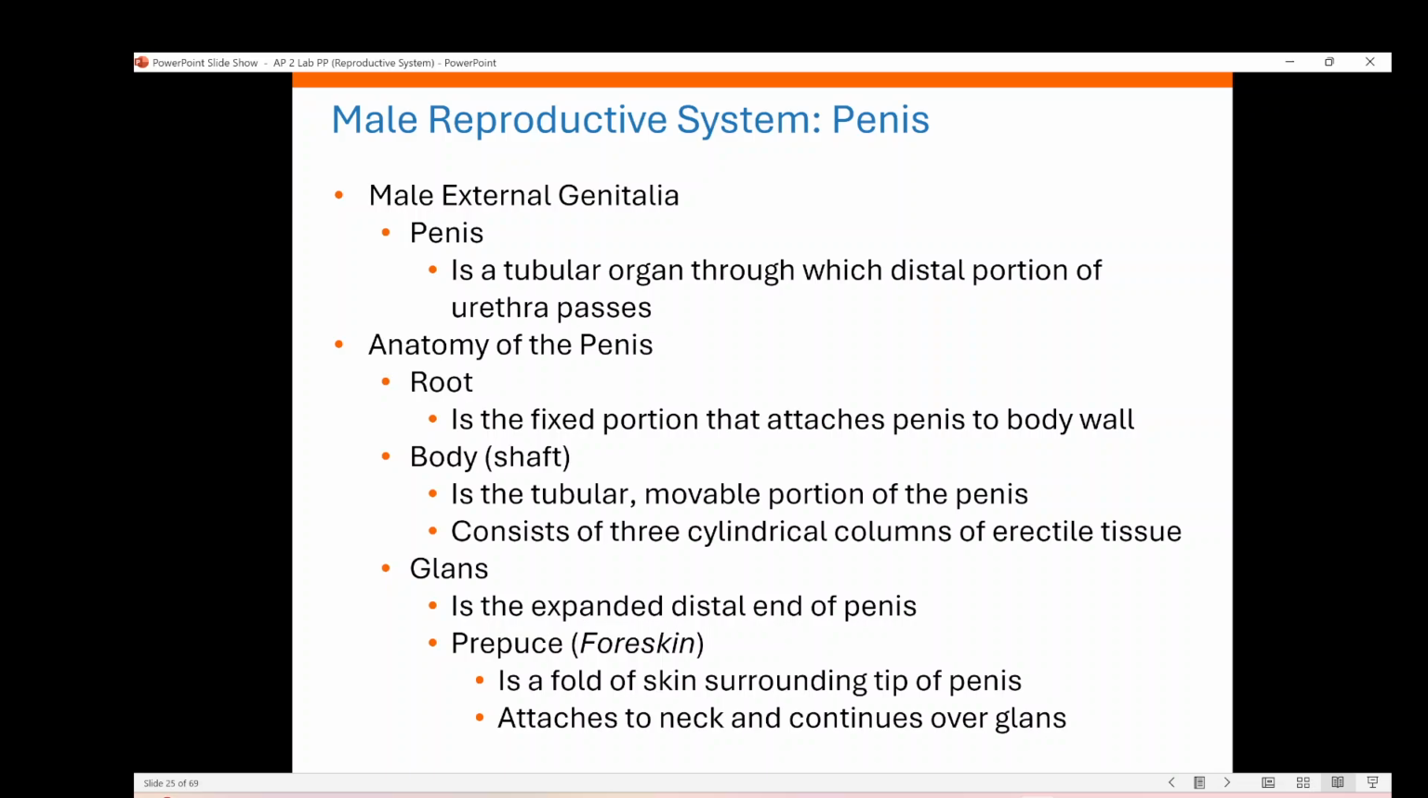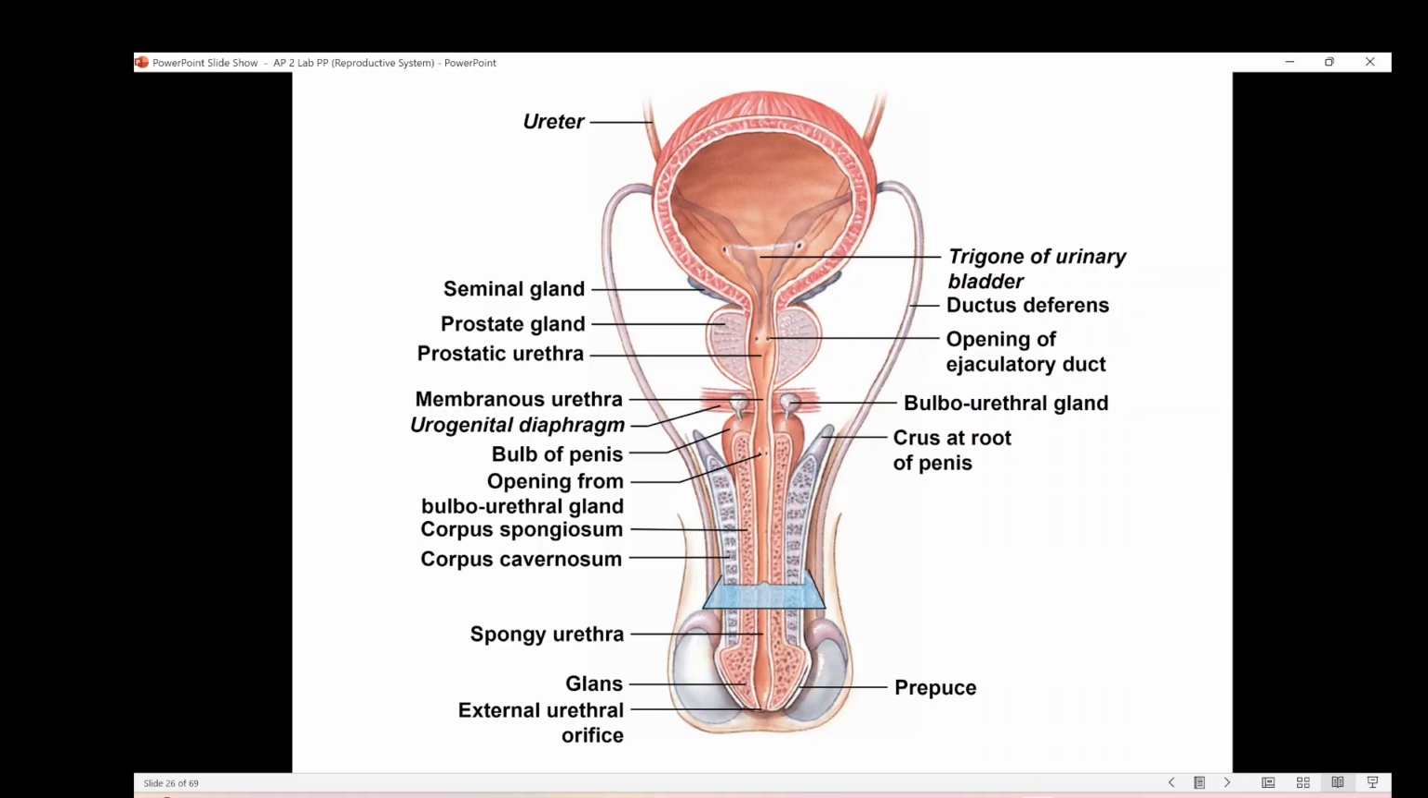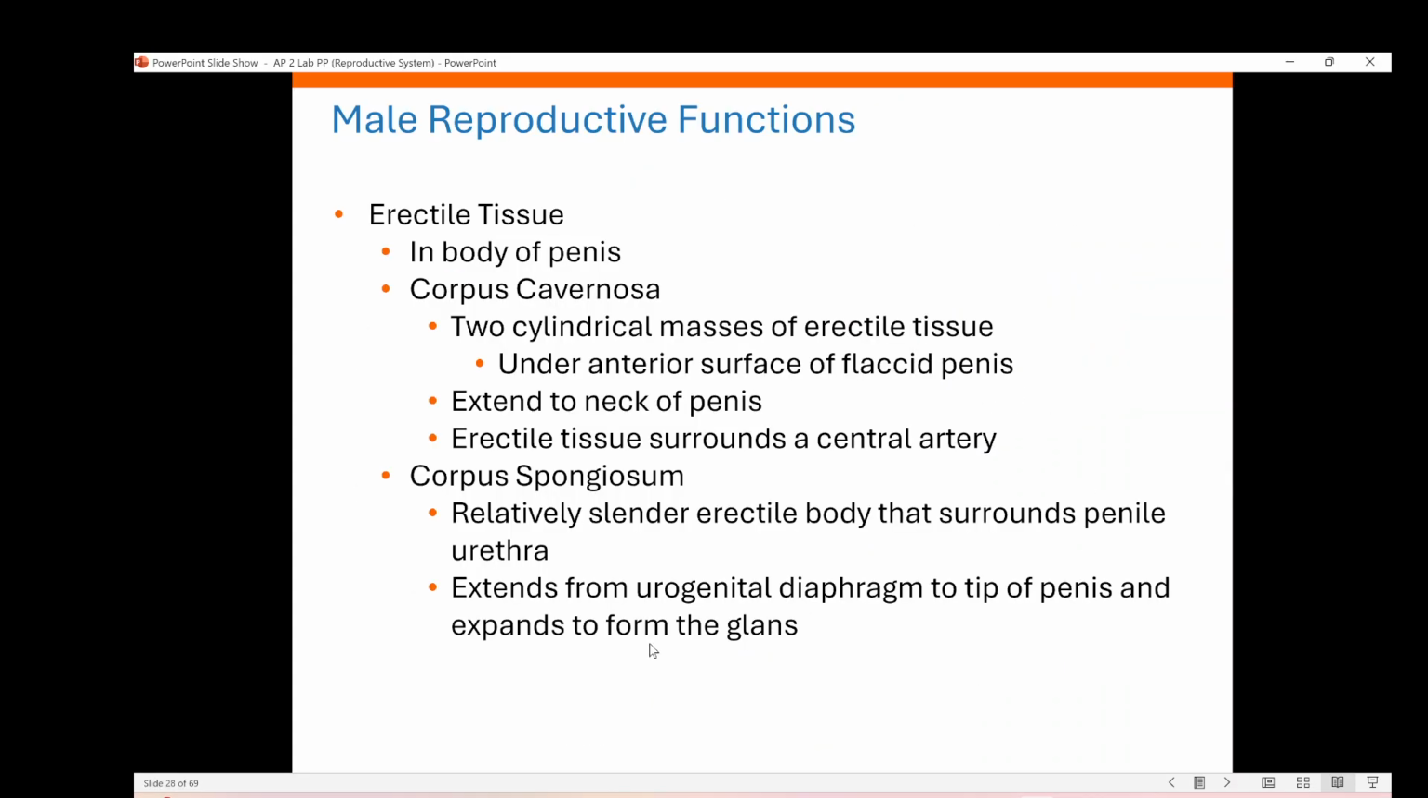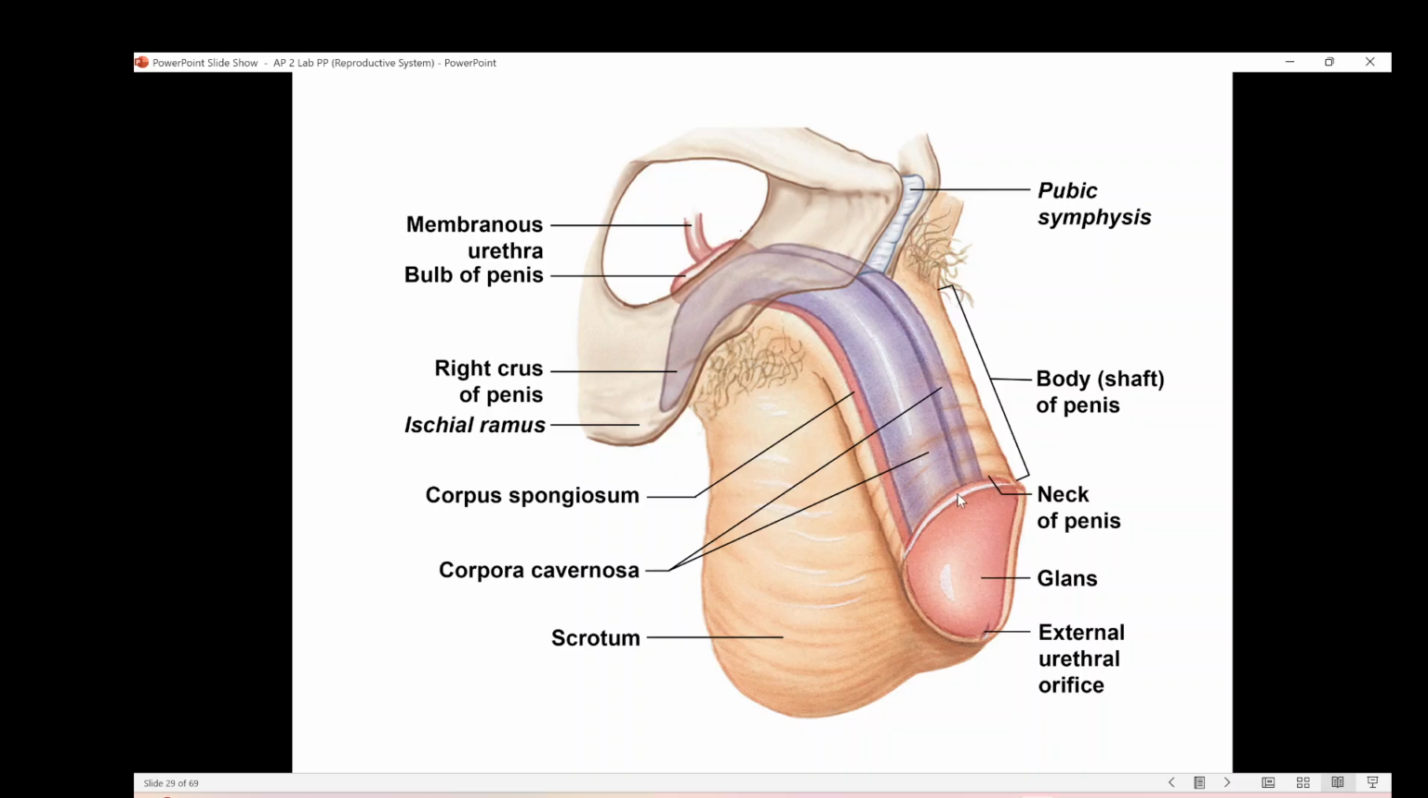Now, in a baby boy, when the baby boy is born, that glans penis is covered by what we would commonly call the foreskin. This is known as the prepuce. Now, this is a fold of skin surrounding the tip of the penis, and it goes from the neck and continues over the glans. So just to show you, let's go to this picture here. This expanded portion of the penis is the glans, and then there's a little bit of a constriction right here, and then it goes to the body. That constricted area here is known as the neck. So the prepuce, the foreskin, would start here and then extend over the glans penis.